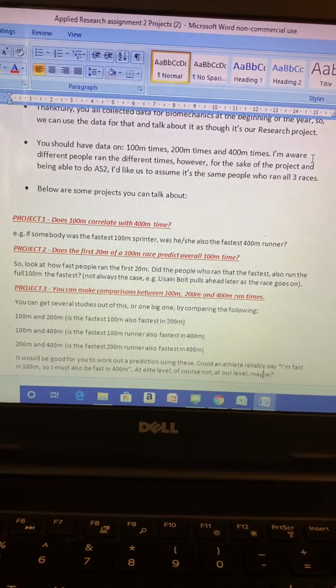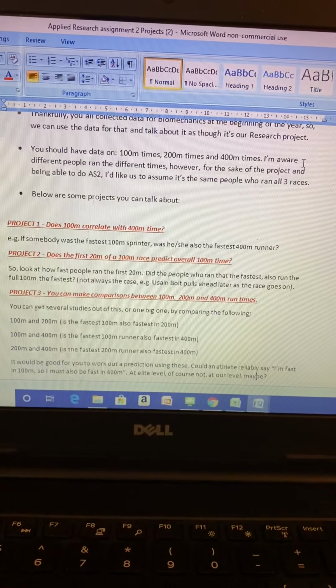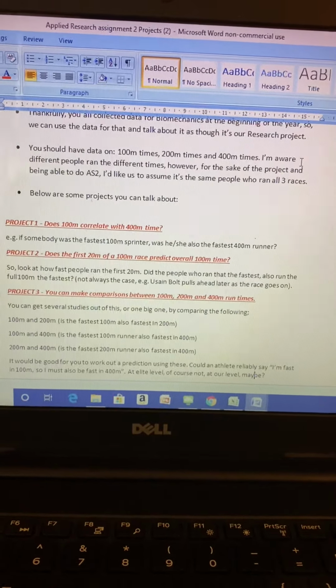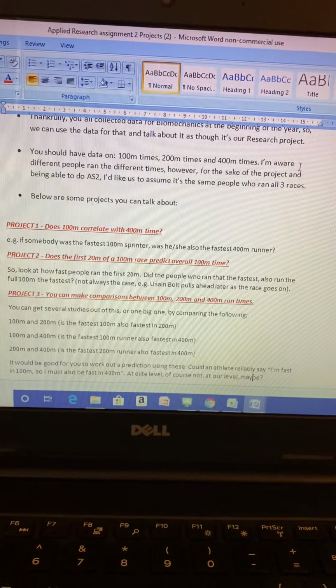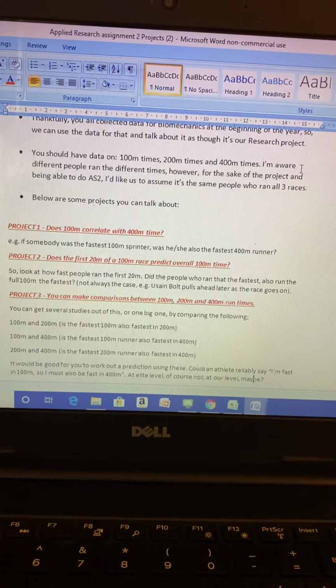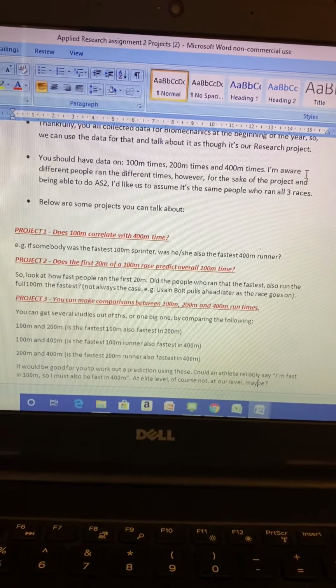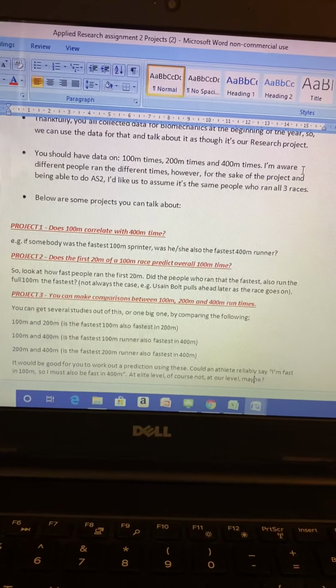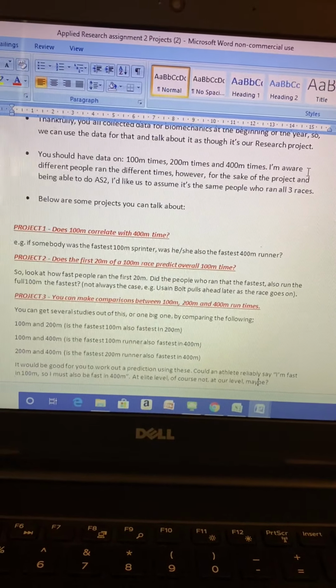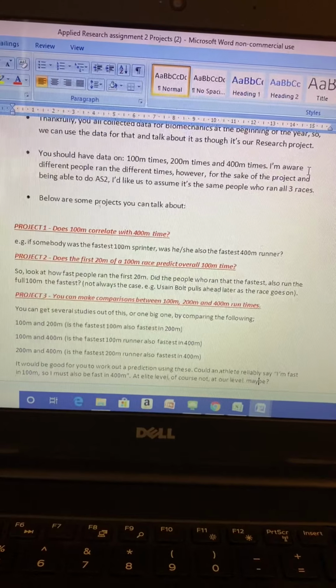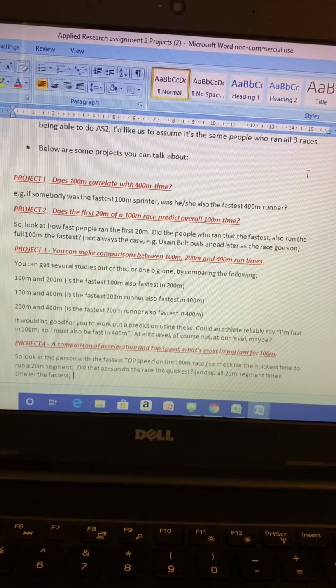Does 100 meters correlate with 400 meter time? So for example, if someone was the fastest 100 meter sprinter, was he or she also the fastest over 400 meters? All right, so you could do all the working out, you could do everything that's explained on the brief. Were they faster at the 400 meters? Okay, so have a little play with that.